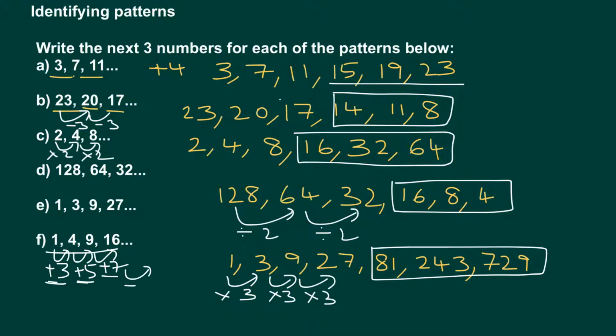So the next one will be a plus 9. The one after that will be a plus 11. Then the one after that will be plus 13. So 16 plus 9 gives us 25. 25 plus 11 gives us 36. 36 plus 13 gives us 49. So 25, 36, and 49 are the next three numbers in this number pattern.